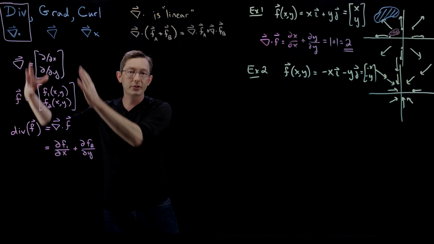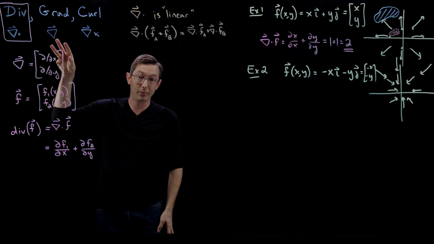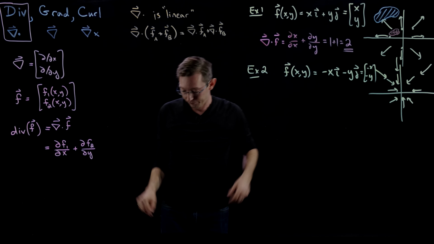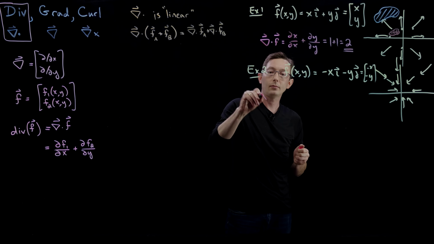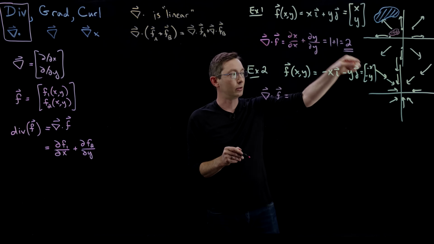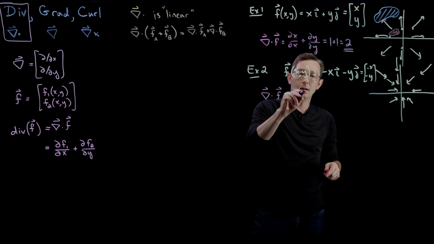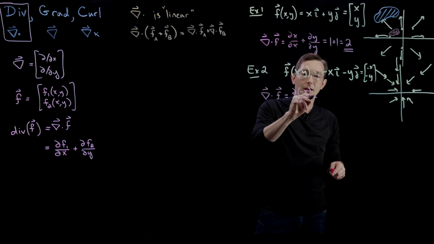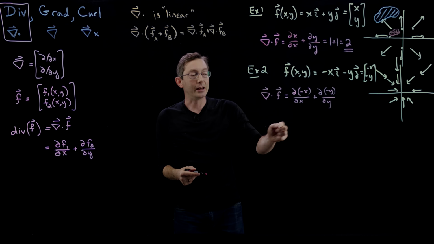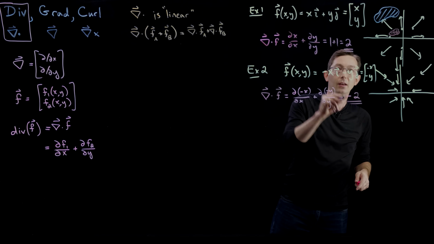I just want you to get very comfortable doing these vector operations. So the divergence is just the dot product of this partial derivative vector with this vector field f1, f2. And so let's do that. The divergence of f in this case is, again, partial of minus x with respect to x plus partial of minus y with respect to y. And that equals -1 plus -1 equals -2. Maybe I'll box these.